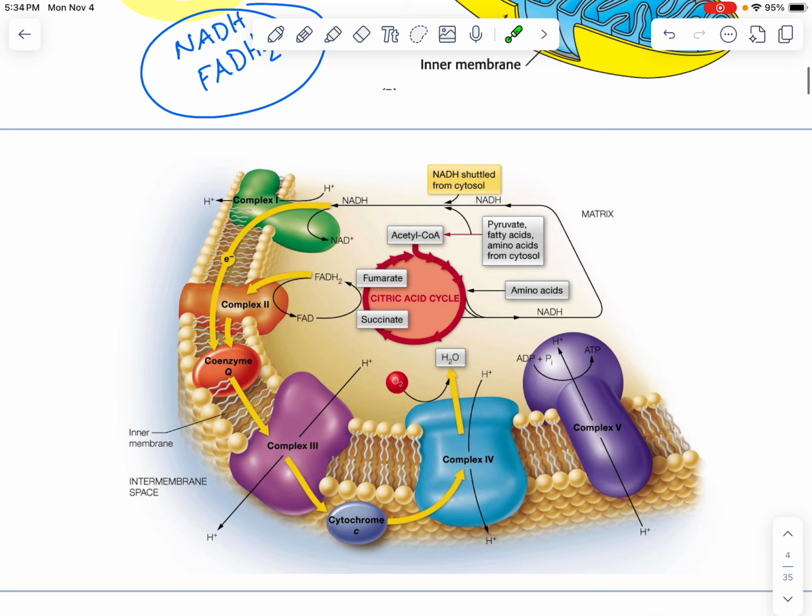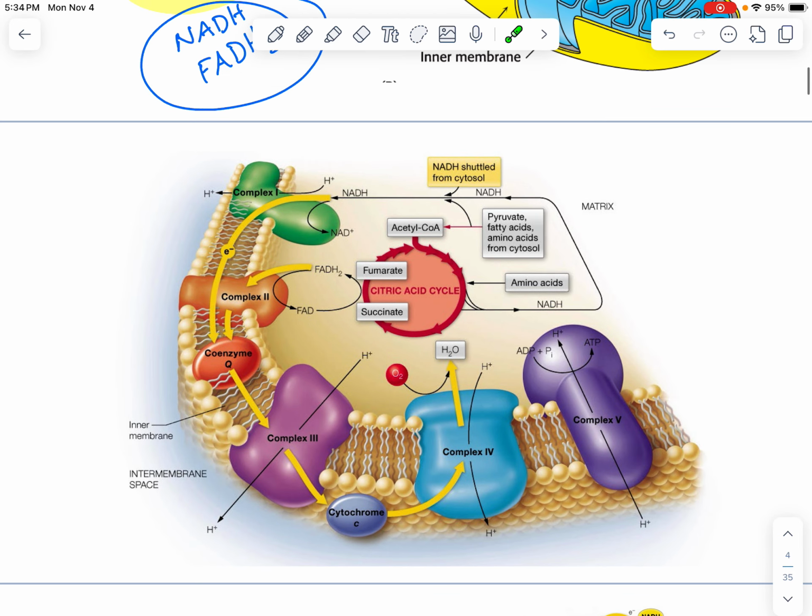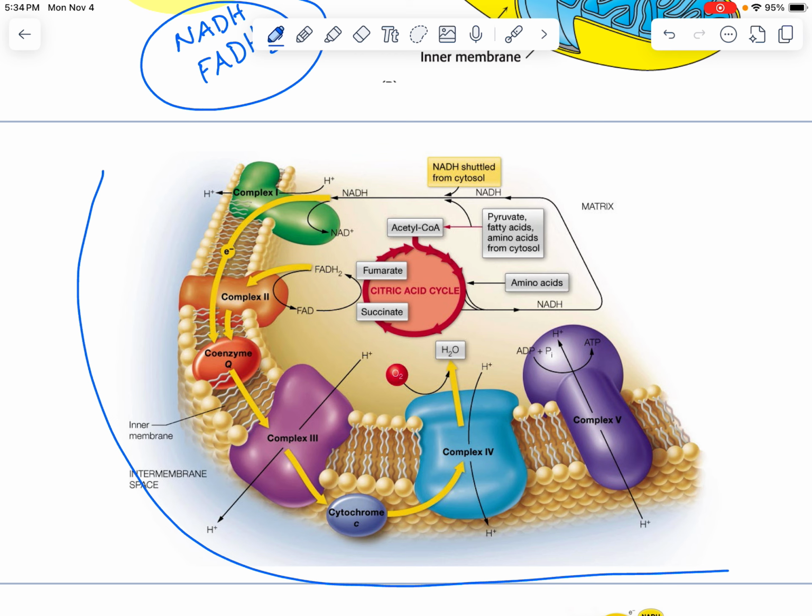All right, so let's look at that, and let's orient ourselves here. All in here, we're in the matrix. You see that's labeled. This is that inner membrane. Okay, here is our intermembrane space. Not shown, but here would be the outer membrane. And then outside of that would be the cytosol on the other side of that.